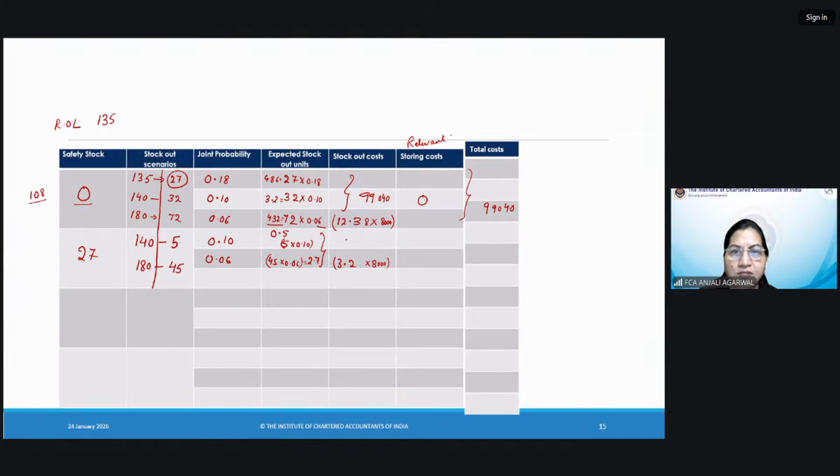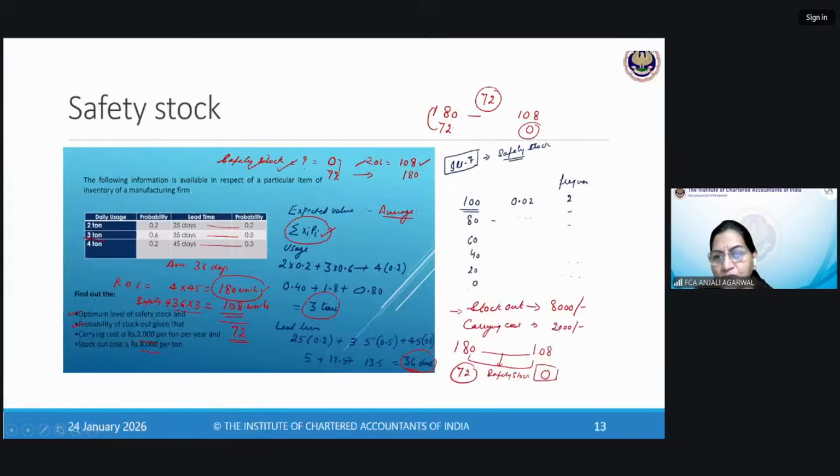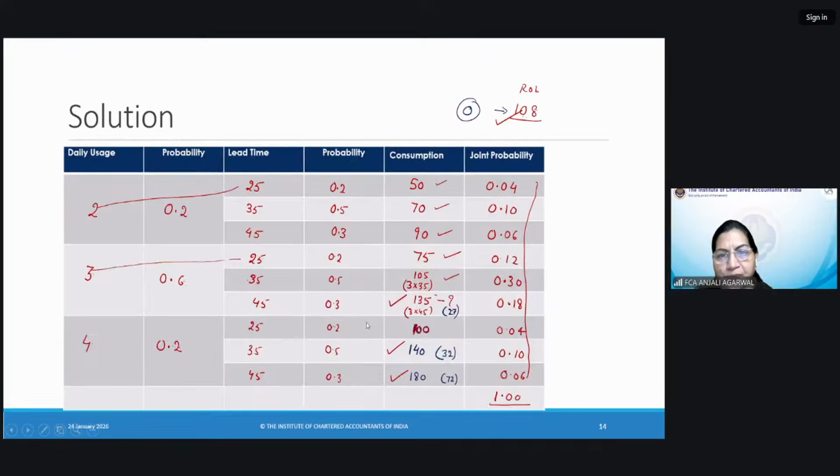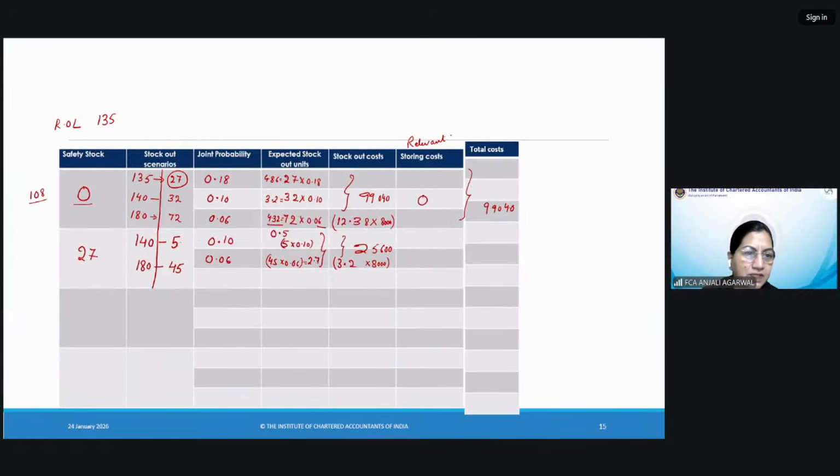So your total stock out cost in this scenario would be 25,600. But you will also have a carrying cost, and carrying cost was 2,000. So how many units are you going to carry? 27, and 27 into 2,000. Why this time are we not dividing by 2? Because 27 units are safety stock. They are not going to be consumed. They will remain throughout. So the total cost comes out to be 54,000.